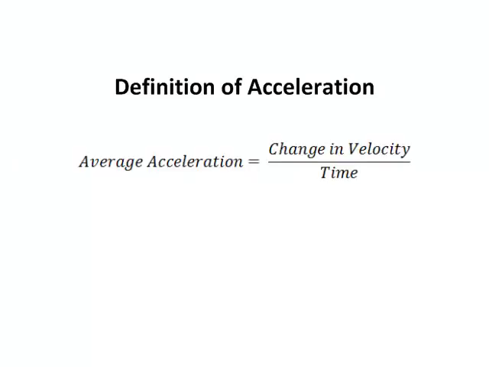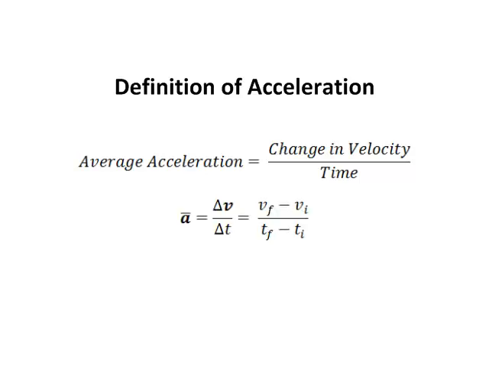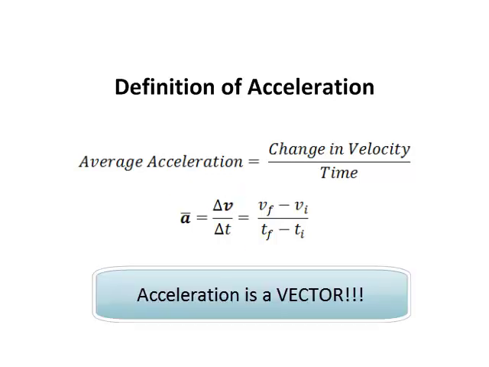Let's define acceleration. Average acceleration is equal to the change in velocity over change in time. Note, this can be because of a change in speed or a change in direction. Here is the equation. A is delta V over delta t. This is a note card equation. You should write it down.